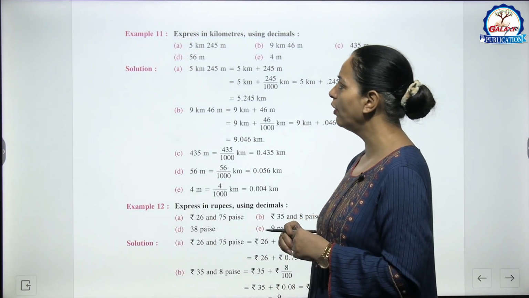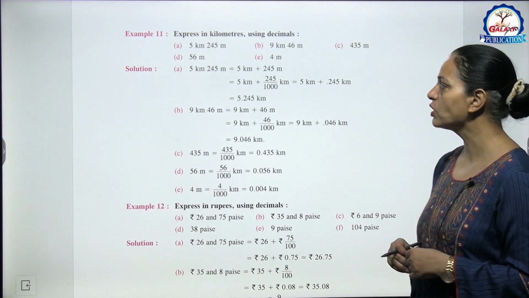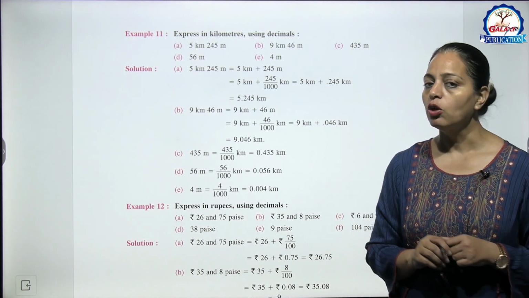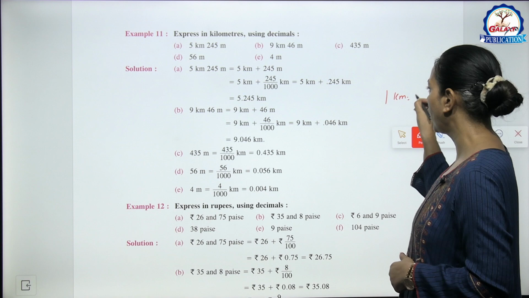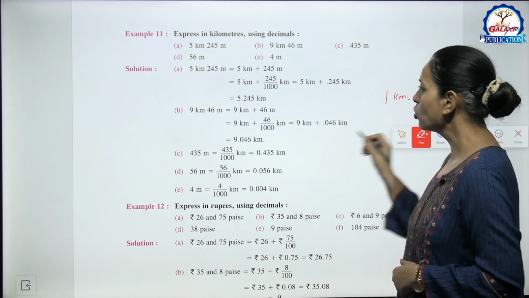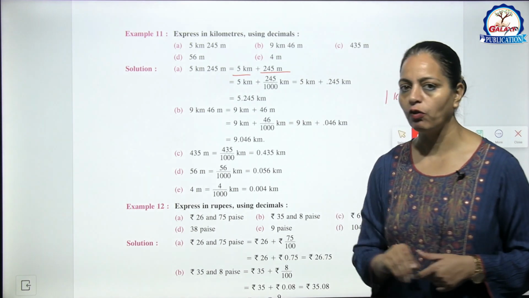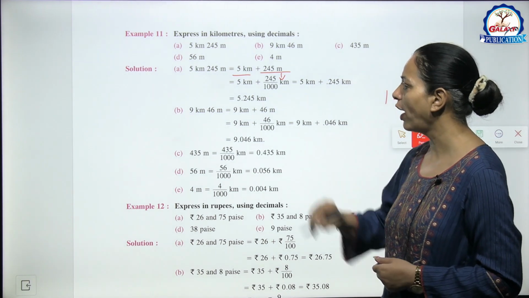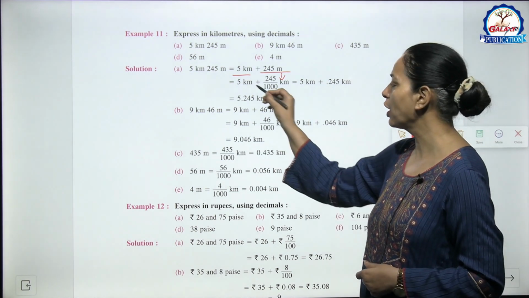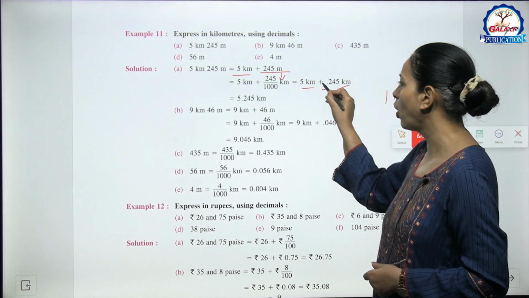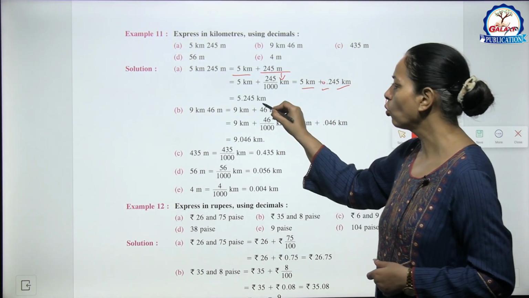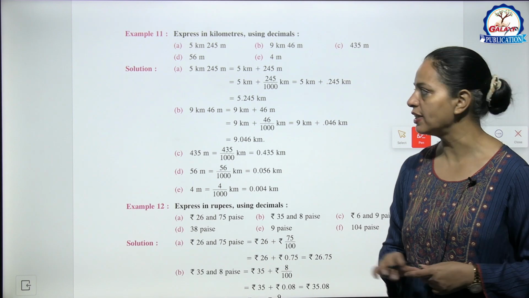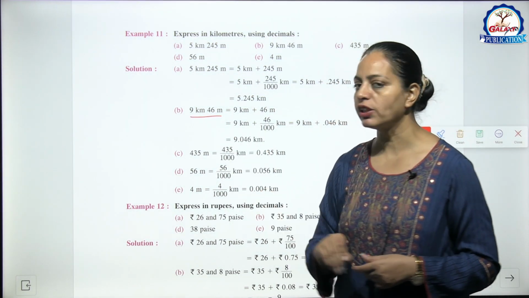Now next example 11, express in kilometers using decimals. A part 5 kilometer 245 meter. We know 1 kilometer equals to 1000 meter. So here 5 kilometer plus 245 meter, we will convert this into kilometer, 245/1000. So this becomes 5 kilometer plus 0.245 kilometer, we will add both, we will get 5.245 kilometer.